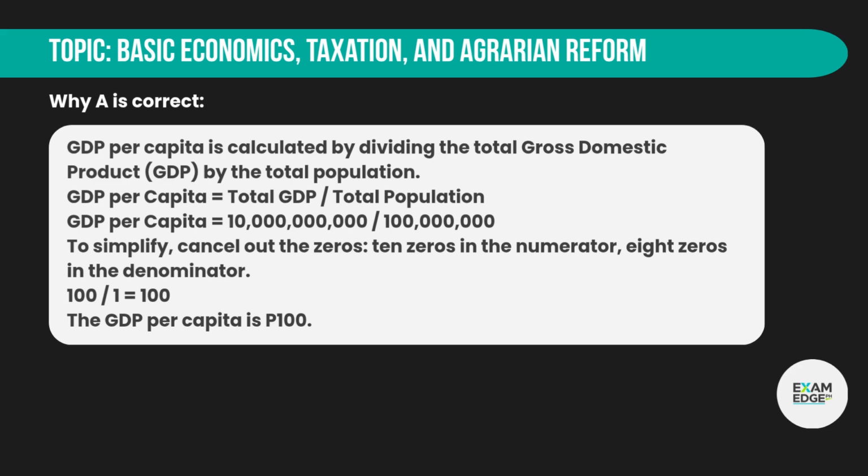To simplify, cancel out the zeros. 10 zeros in the numerator, 8 zeros in the denominator. 100 over 1 equals 100. The GDP per capita is 100 pesos.